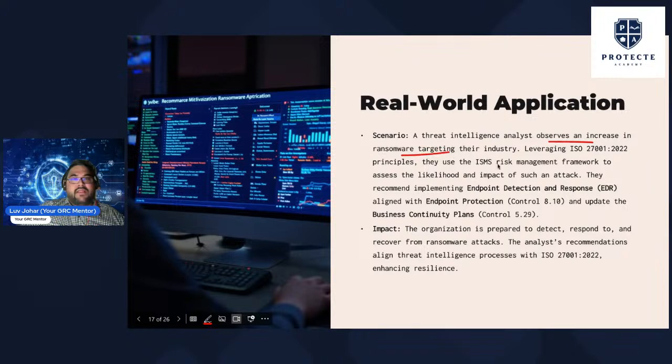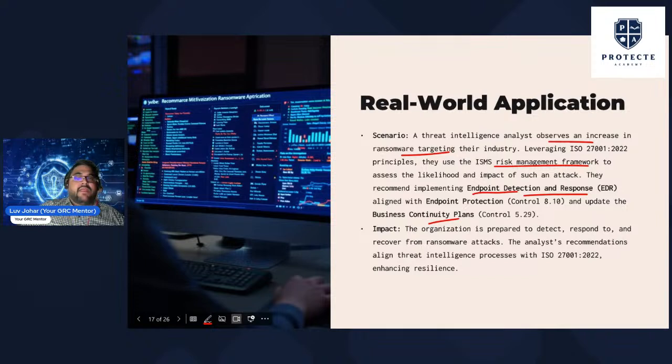So, a real-world application for threat intelligence: a threat intelligence analyst observes an increase in ransomware targeting. Leveraging ISO 27001, they use the ISMS risk management framework to assess the likelihood and impact. They recommend implementing an endpoint detection and response (EDR) solution aligned with endpoint protection, and updating the business continuity plan. Now the organization is prepared, because they saw a rise in ransomware attempts. In case something happens, they are prepared to detect, respond, and recover from ransomware attacks. So this is the beauty.